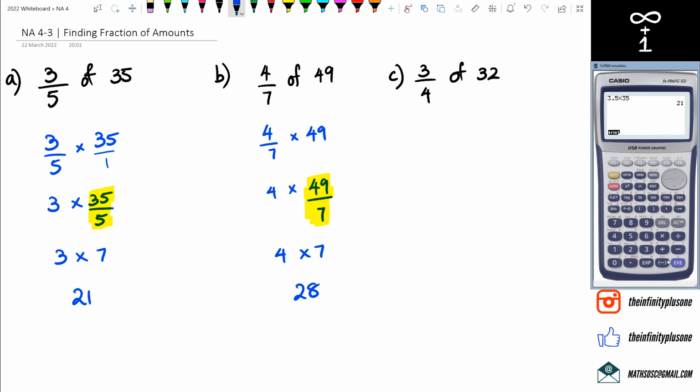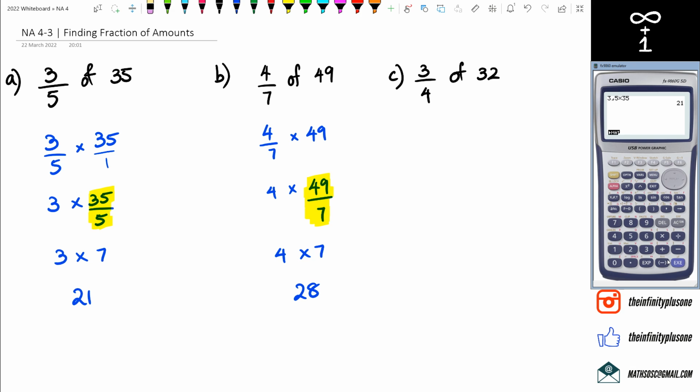All right, and the final question, 3/4 of 32. And I know you're probably going, well, this is just the same. But maybe have a go at this one by yourself, just to see what answer you get. Or maybe pause the video here and try the question out by yourself, and then unpause to see whether you get the same answer as me.